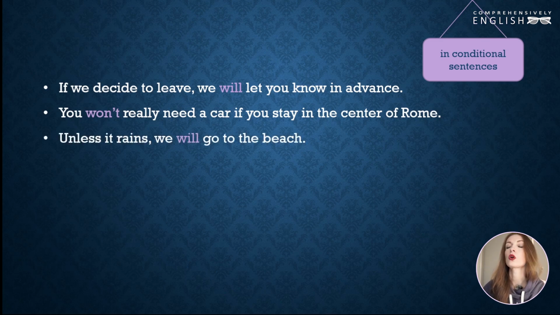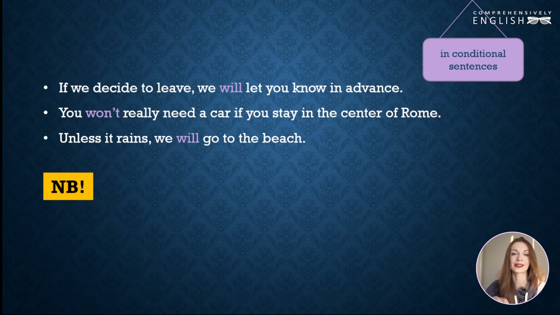Unless it rains, we will go to the beach. On condition that it doesn't rain, we will go to the beach. All these sentences express something that may be real in the future. So we are talking about the first conditional, or the conditional of the first type. Nota bene, please note that in all of these sentences you don't see will together with if. If we decide to leave, if you stay in the center of Rome, or if it rains, if it doesn't rain, unless it rains.